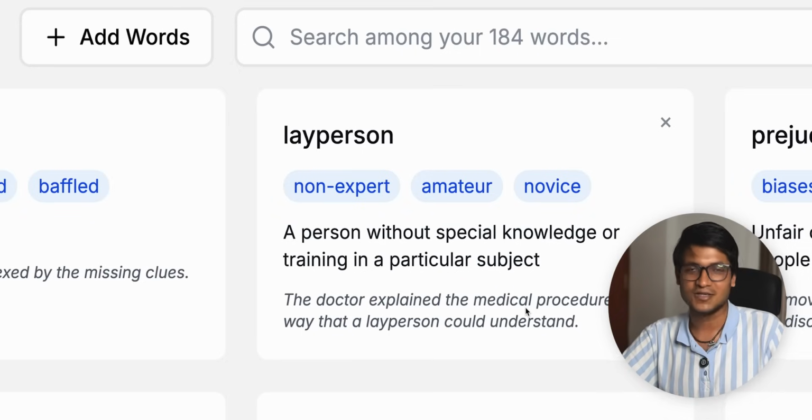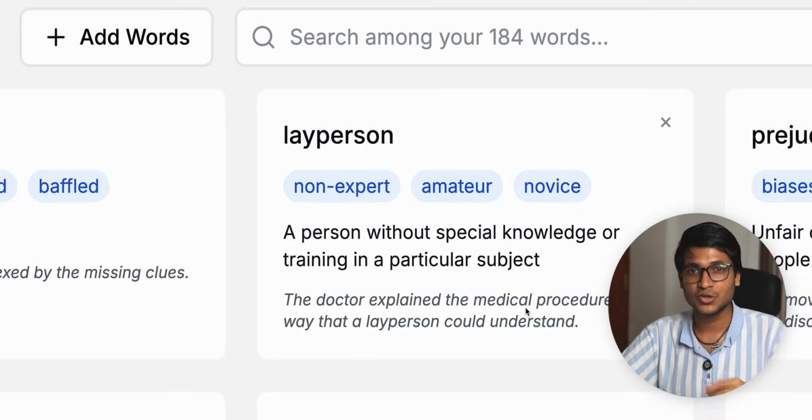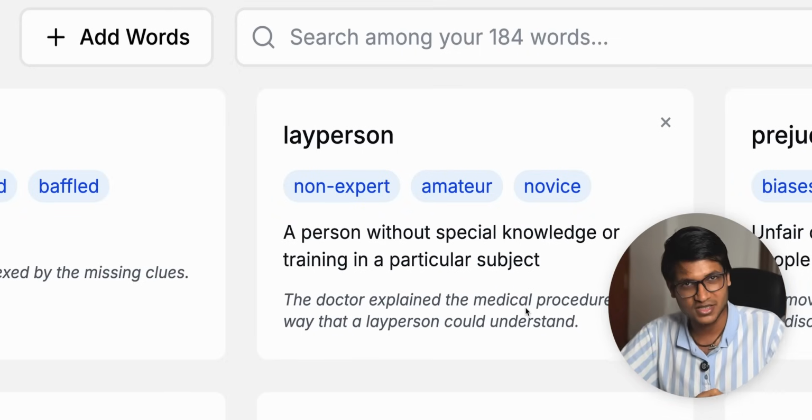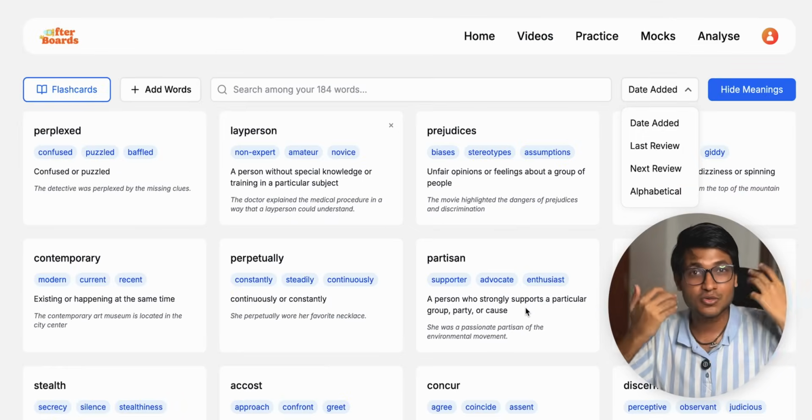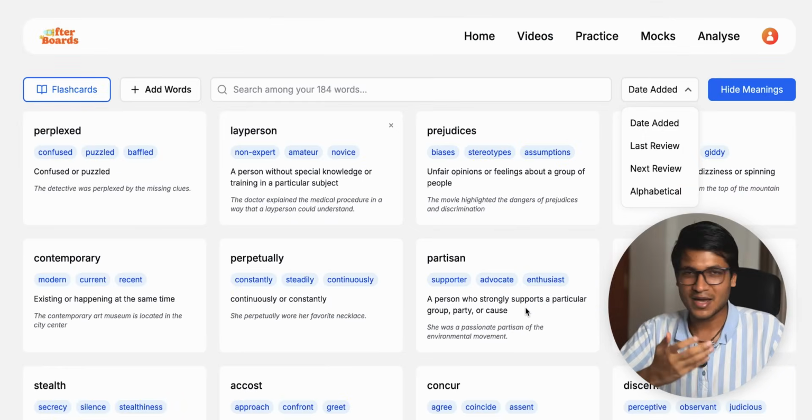So bahut simple tarika mein samjhana to a layperson kyunki wo layperson ko mushkil cheez samajh nahi aata hai. And that is how I associate the word with a particular example and remember.